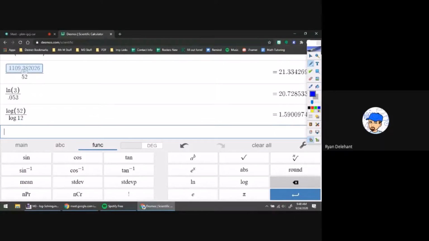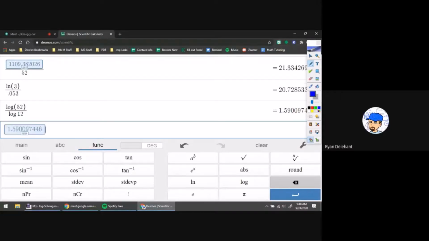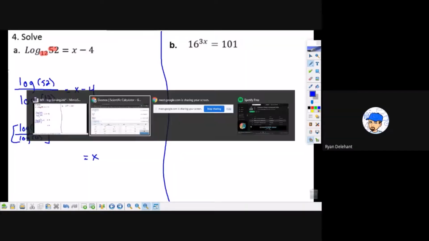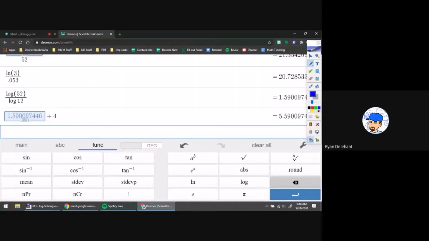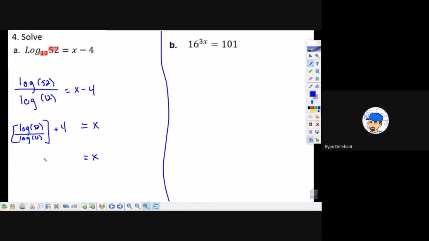We'll hit enter. And now we want to take that answer minus 4, add 4 to it. Let me double check my operations. Yep. And I get 5.59, and there's 0 after it, so I'll leave it as 5.59. So the solution here is 5.59. My decimal point is not working well. There it is.